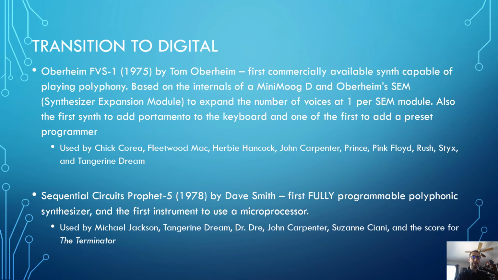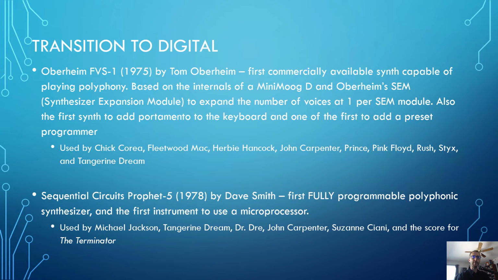The first major digital synth to talk about is the Oberheim FVS-1 from 1975 by Tom Oberheim. It was the first commercially available synth capable of playing polyphonic music. It was based on the internal circuitry of a Mini Moog D and Oberheim's SEM, or Synth Expansion Module, which allowed you to expand the number of voices at one voice per SEM module.